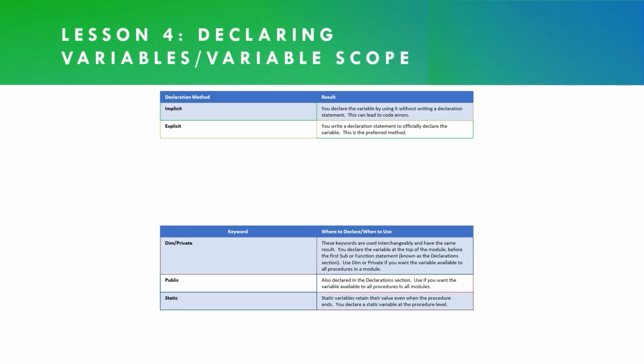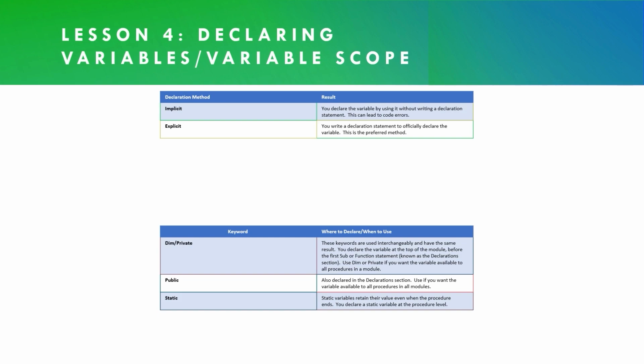There are two ways to declare variables: implicit and explicit. Implicit declaration method is one that you want to avoid. You simply use a variable without writing a declaration statement. This can lead to code errors. So let's say you just use a variable and you call it today. And then later on, when you go to reference it, you misspell today. It's going to think that you're declaring another variable.